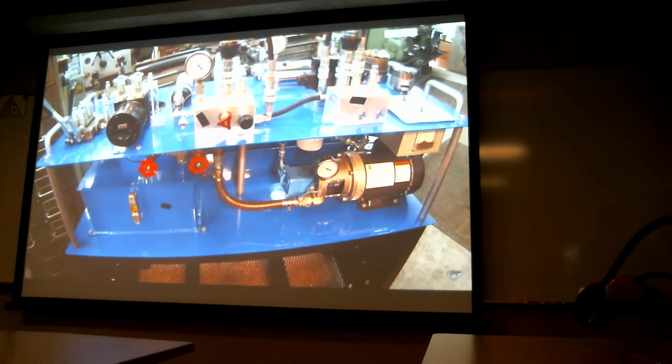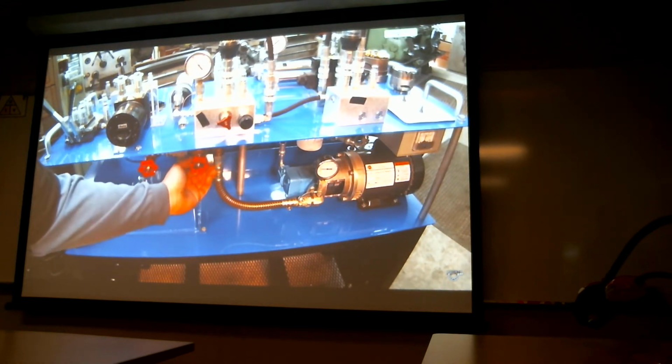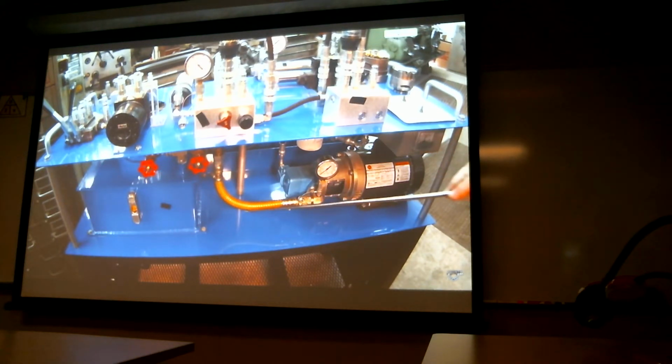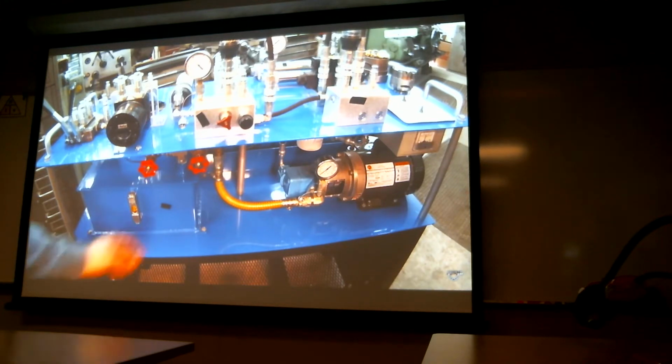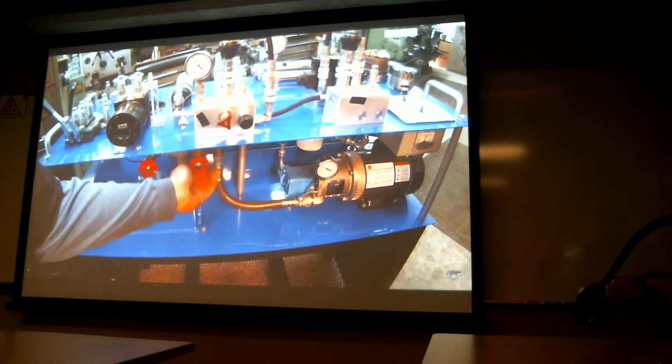So I'm going to get Adam, if he doesn't mind, to shut that off. All right, you hear that? See those vapor cavities right there? That's what cavitation sounds like. So that's kind of neat.